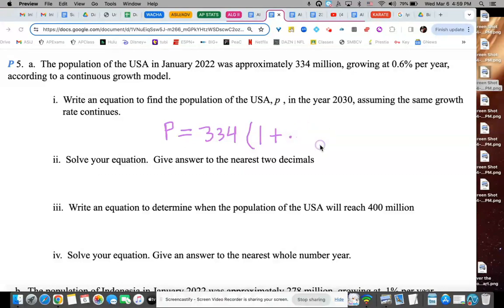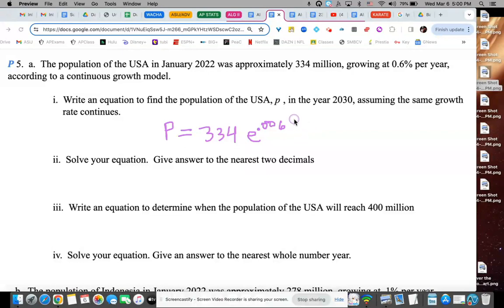Oh, but I didn't read far enough. If I keep reading, it says continuous growth model. So I don't want to use the 1 plus. I want to use the e version, right? The Pert formula. So I'm going to use e. My rate is 0.6%. I have to change that into a decimal. So 0.006, right? We got to move the decimal 2 places.